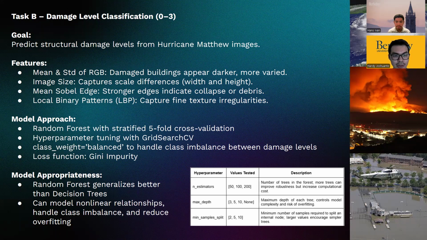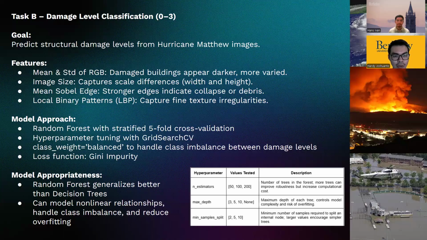The first one is the mean and standard deviation of RGB. This is similar to task A. We use this because damaged buildings usually appear darker and more varied than undamaged buildings. We also use the mean brightness, also similar to task A. During our EDA, we noticed that image size differs between damage levels, especially damage levels 1 and 3, so we decided to include image size as a feature for task B. We also use the mean values of Sobel edge, because stronger edges indicate collapse or debris.